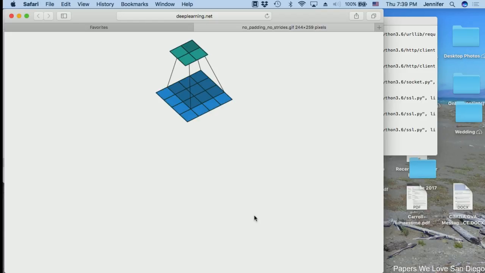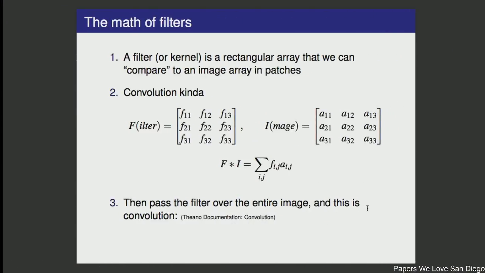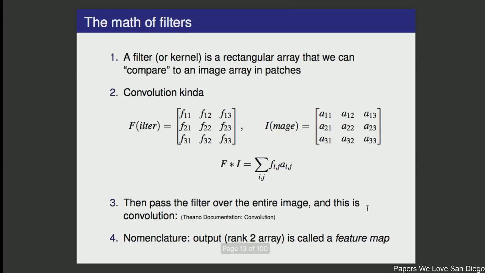Okay, so this part is foundational. This part is really important. So if you have a question about that before I move on, feel free to jump in. Okay, just as a bit of nomenclature, the output when you pass a filter over an entire image is often called a feature map, for a reason that I'm going to make clear in a moment.